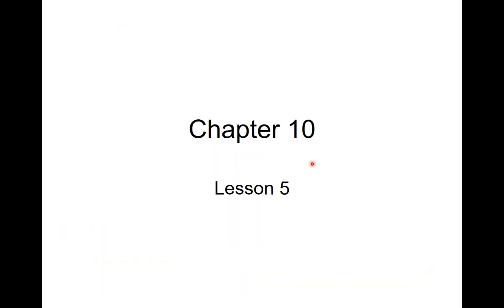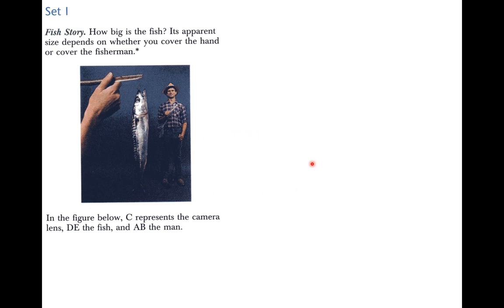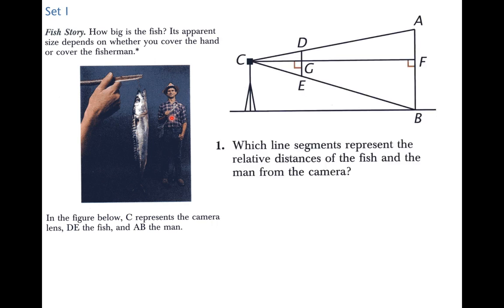Chapter 10, Lesson 5. The first 18 problems, I think, deal with a fish story. Have you ever seen something like this where you hold a fish up and it's just as big as the man? So that's a big fish, huh? Well, not exactly. Here's a diagram showing what's going on. Here's the camera. And the fish is right up here at DE, and the man is back here at AB. Makes the fish look a lot larger.